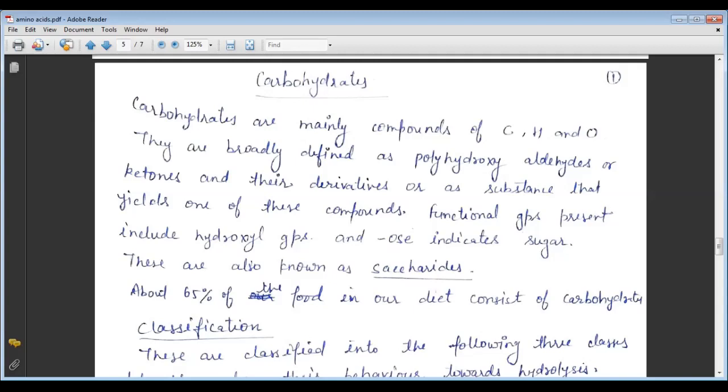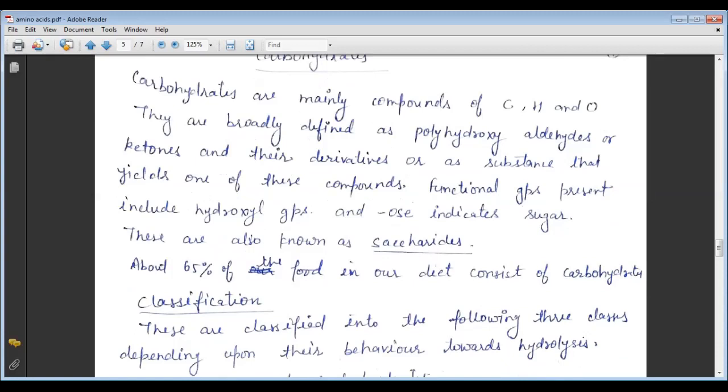So this is the general discussion about the carbohydrates. We can prepare carbohydrate from carbon dioxide and, oh sorry, carbon dioxide and water molecule. In the presence of sunlight and chlorophyll, there is the formation of carbohydrate and oxygen. Now, we know that the components of the carbohydrates are carbon, hydrogen, and oxygen.